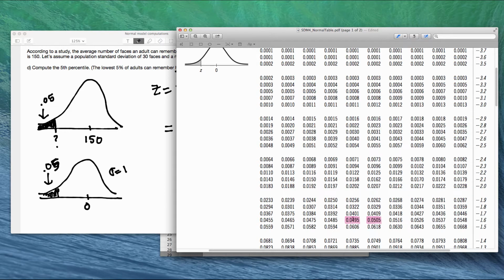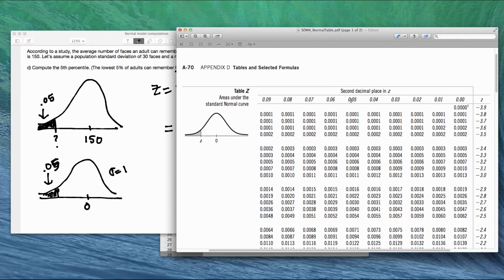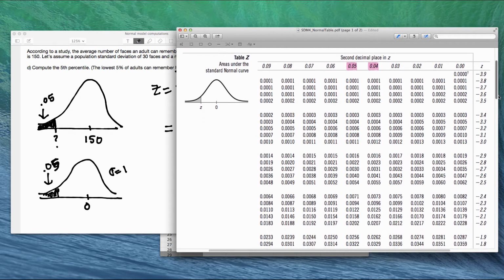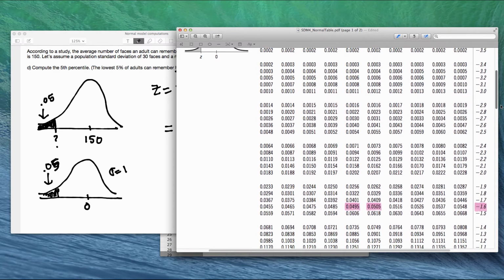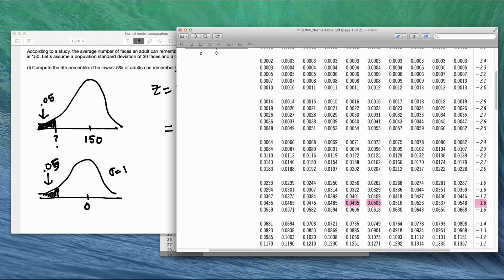Well, I've highlighted a couple numbers already. I've searched through the table looking for 0.05. I didn't find exactly 0.05. This happens. What I do have is 0.0495 and 0.0505. That's about the closest thing to 0.05 that I can get. If I backtrack to the side, I'm on the row that is negative 1.6. The columns are 0.05 and 0.04. So somewhere between negative 1.64 and negative 1.65, I will get 0.05 area.